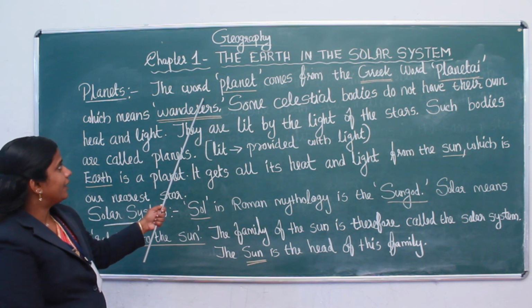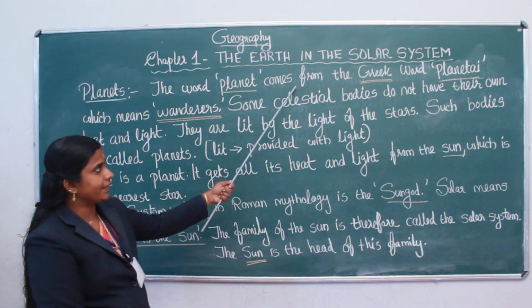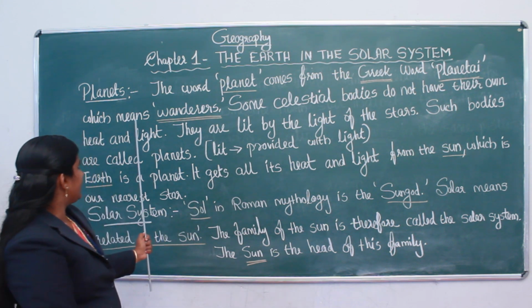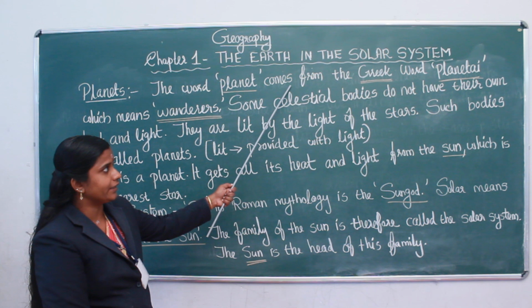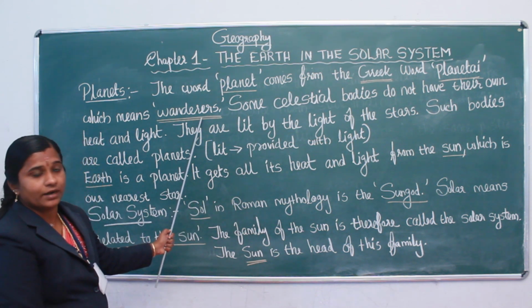Planets. The word planet comes from the Greek word planetoi, which means wanderers.